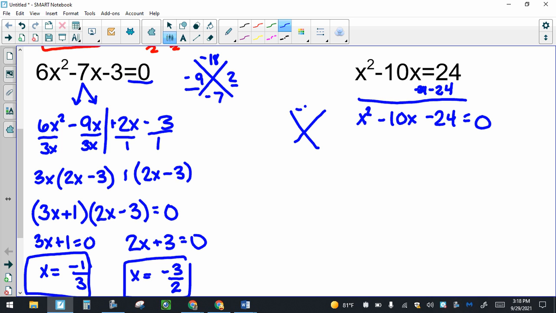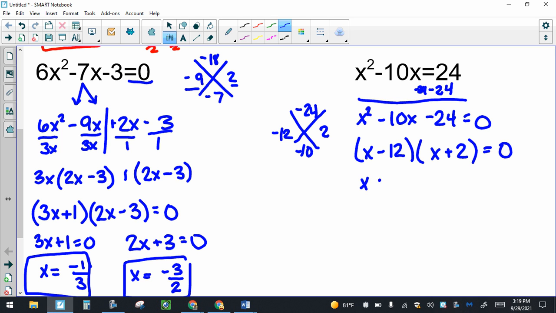The product is -24, and the sum is -10. I got to think of a pair of numbers that does that. It's -12 and a +2. So x minus 12, x plus 2. I need both my answers, so this guy is going to be x equals +12 and x equals -2. And this one is also two solutions. I got two answers, and they're both different.